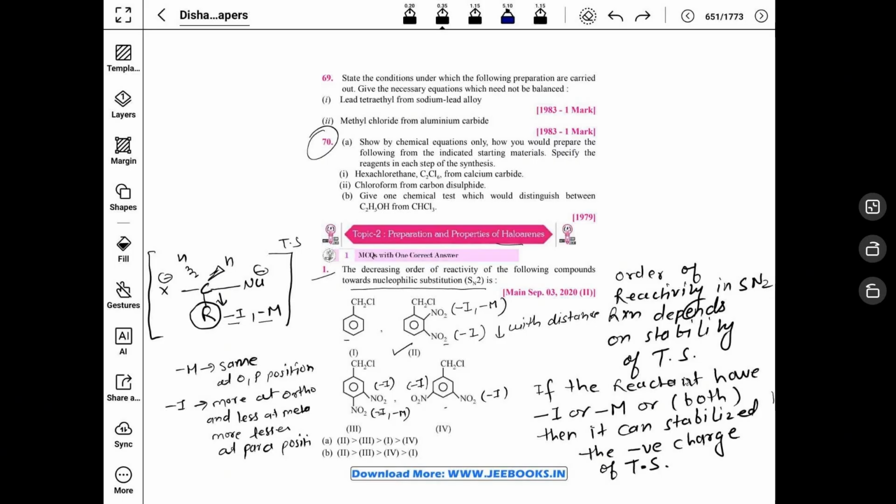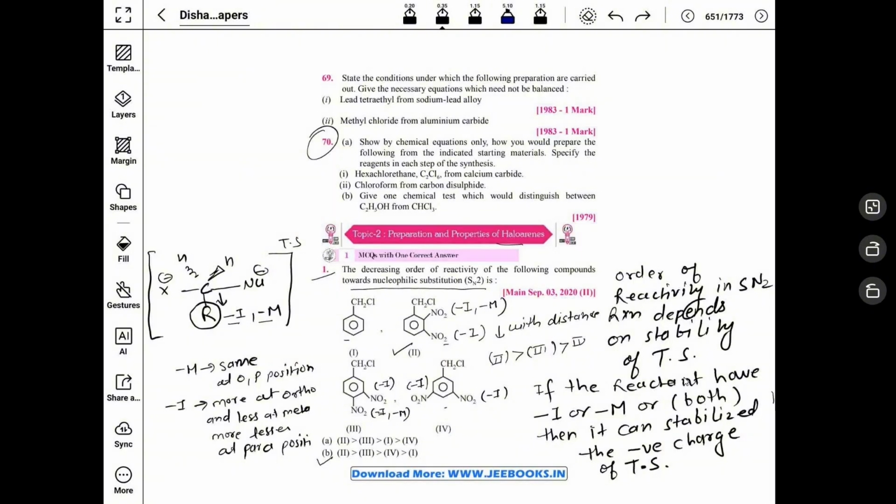So which one will be more reactive? 2 will be more reactive, and then third, because third has minus mesomeric effect as well as inductive effect, so third will be less reactive as compared to 2, and then 4, and the last one. So which one is matching? B is matching.